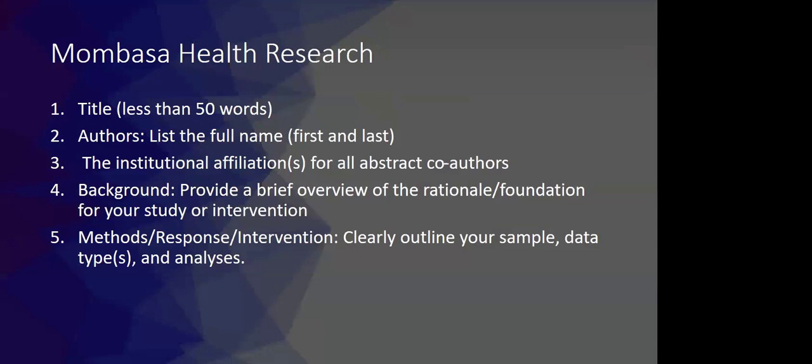that is stating the full name, the first and the last name, and the institutional affiliation for all the authors and co-authors. Then the abstract: what is the background, that you're providing an overview of the rationale and foundation of your study, and then the method, response, intervention that clearly outlines your sample, your data type, and the analysis.